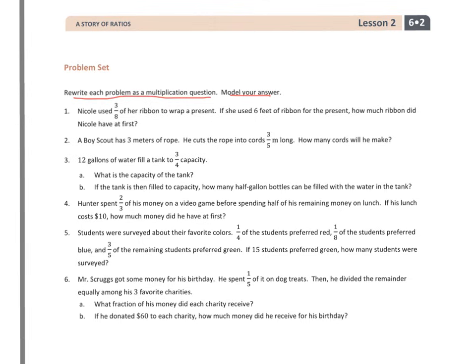1 says, Nicole used 3/8 of her ribbon to wrap a present. If she used 6 feet of ribbon for the present, how much ribbon did Nicole have at first? So what we're saying is that this 3/8 is 6 feet. So it's really 6 divided by 3/8 because we want to find the whole amount here, 8/8. So to model this one out, I'm going to draw a tape.